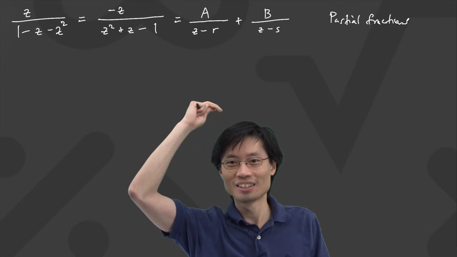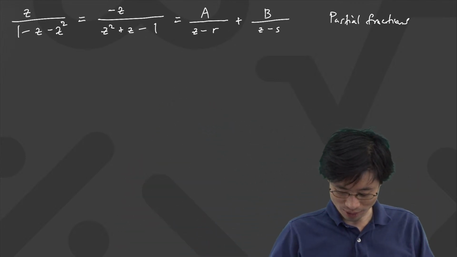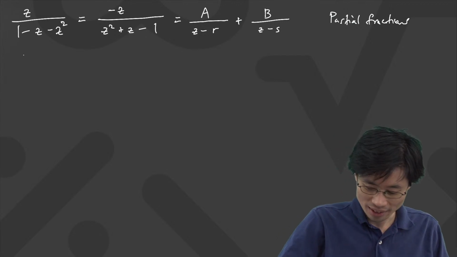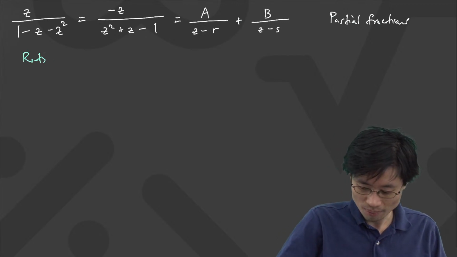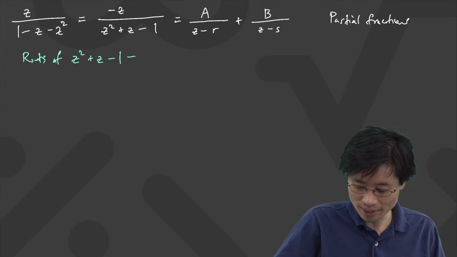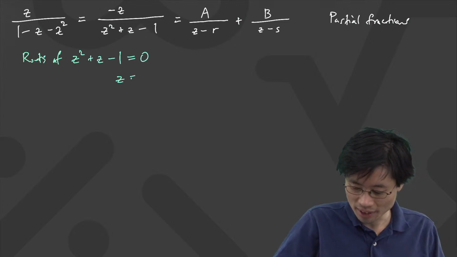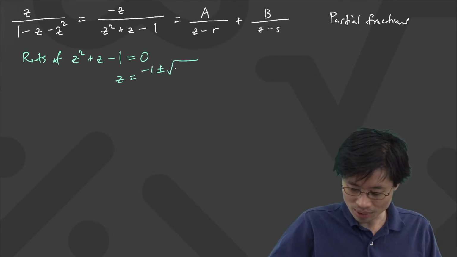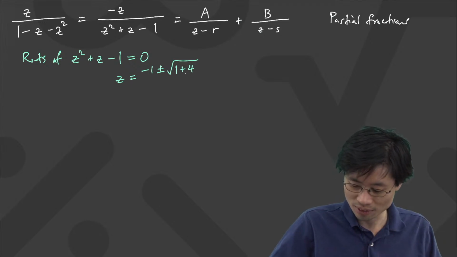Oh, they're the solutions to that. Okay, you've got to find the roots. So how do you partial fraction this thing? Let's get the roots of z squared plus z minus 1 equals 0. The quadratic formula tells us negative 1 plus or minus the square root of b squared minus 4ac, that becomes plus 4, all over 2.